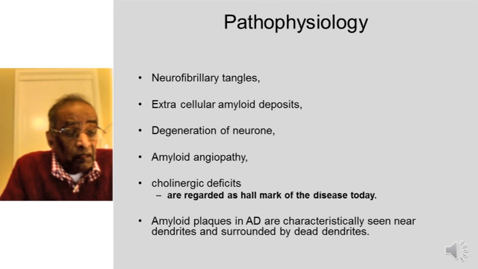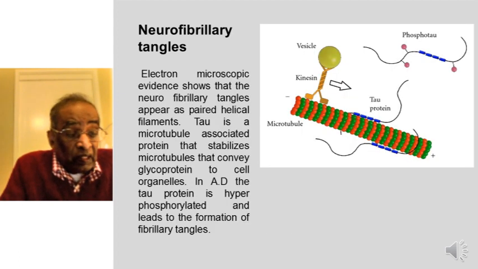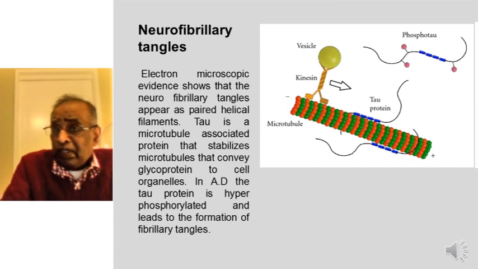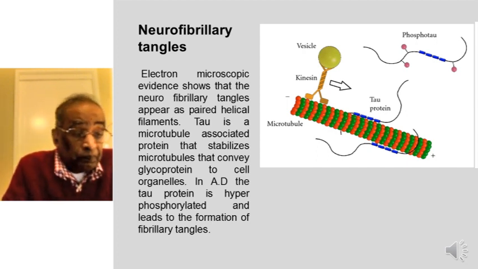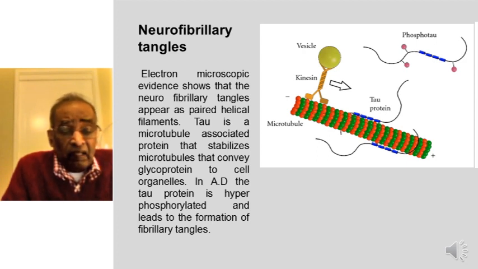The characteristic features of Alzheimer's would be degeneration of neurons, extracellular amyloid deposits, amyloid angiopathy, neurofibrillary tangles, and cholinergic deficiency. These are the hallmark of the disease. Electron microscopic evidence shows that the neurofibrillary tangles appear as paired helical filaments.